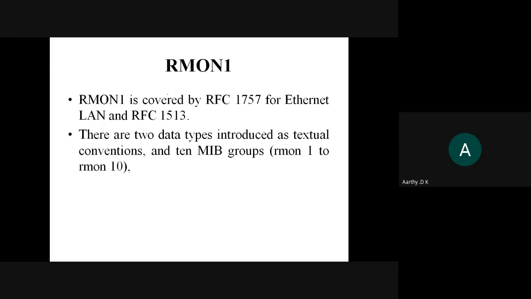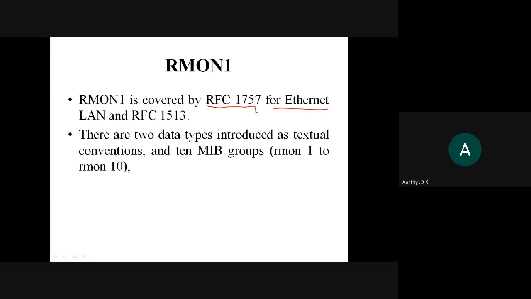Now we'll be looking at remote monitoring 1. Remote monitoring 1 is given by RFC 1756. It is only for Ethernet. As I told you, remote monitoring 1 was used for Ethernet. Then we had an extension of remote monitoring 1 which was used for token ring. But both the extended version and the normal version of remote monitoring 1 were not able to work with the higher layers of the OSI model. Only the first two layers they were able to work with. That is why we have remote monitoring 2.